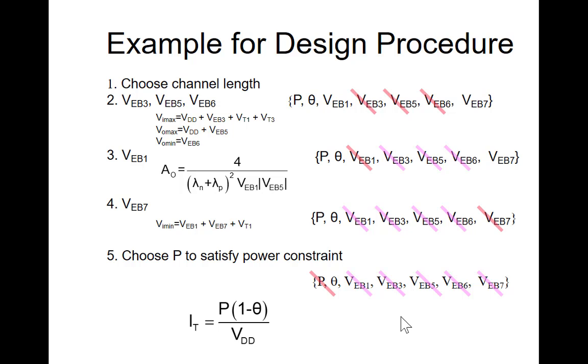And now I have expressions for V in max, V out max, and V out min in terms of excess bias voltage. Now, if I want to satisfy the V out min requirement, that fixes V excess bias 6. So I can mark it off. And if I have a V out max requirement, that sets V excess bias 5. So I can mark it off. And if I have a V in max requirement, that fixes V excess bias 3. So I can mark that off. So I'm left then with 4 unknowns after I satisfy the signal swing requirements.